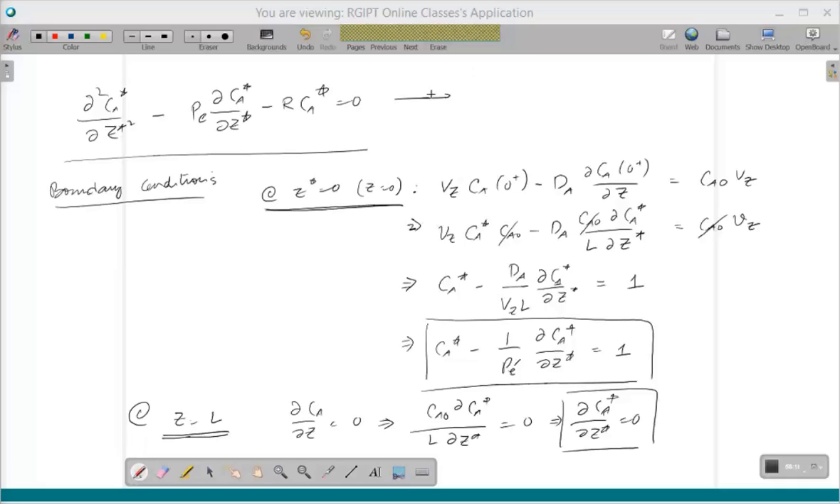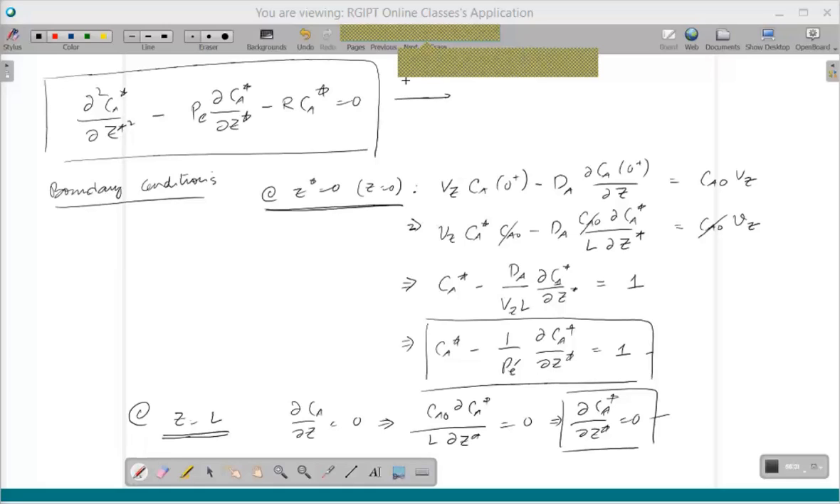Now I have the diffusion equation in terms of CA star and Z star. So knowing the Peclet number and R, and implementing these boundary conditions, we can solve this equation. What we have essentially done is not yet gone into how to solve.